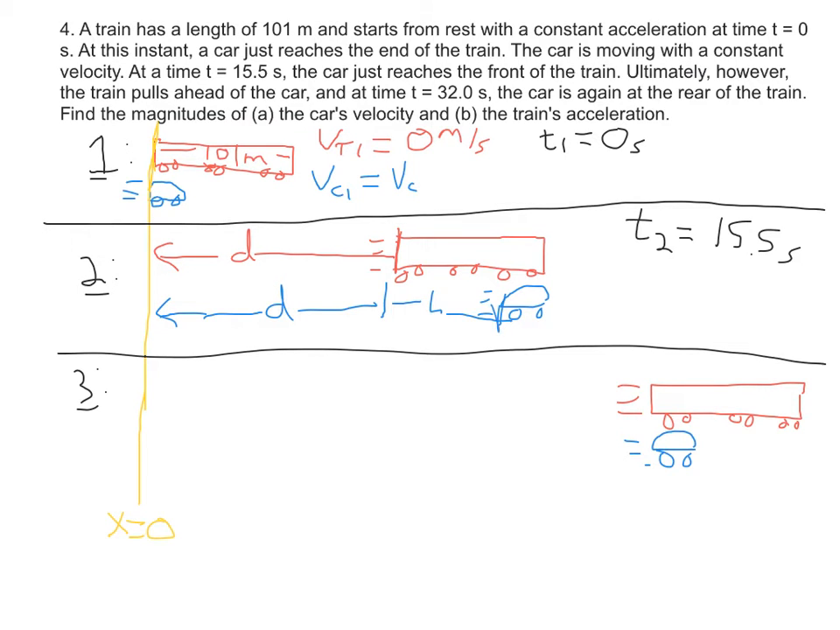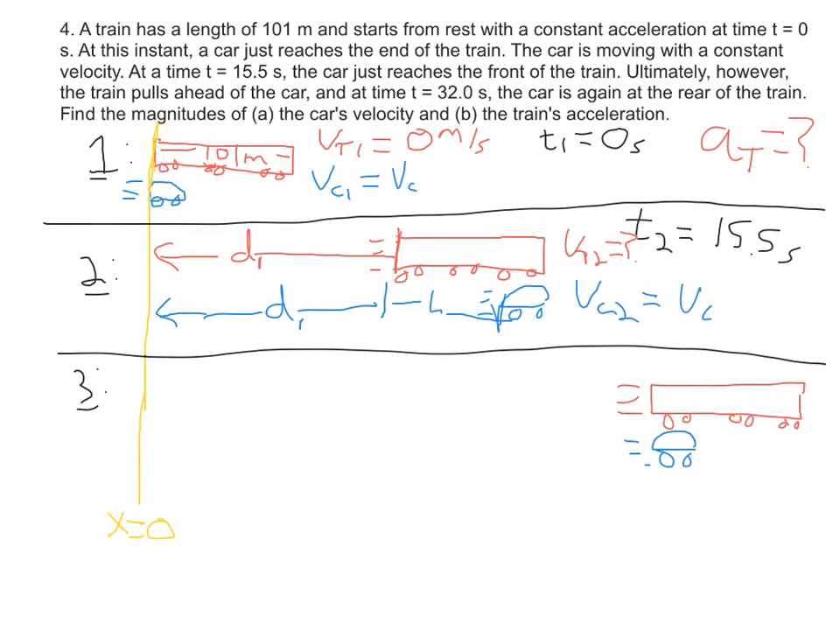So it's covered a larger distance, and it's still moving with its same velocity because it's moving at a constant velocity, and our train has some new velocity that we don't know because it's undergoing this acceleration. And we're asked to find what the acceleration of the train is, which is going to be the same in each situation.